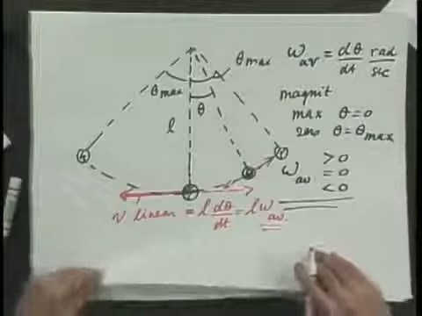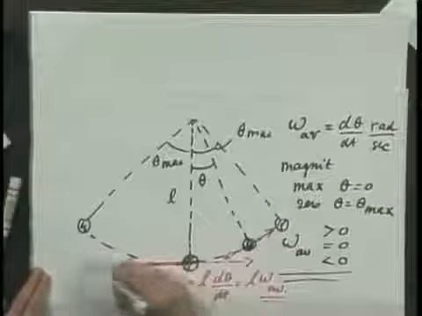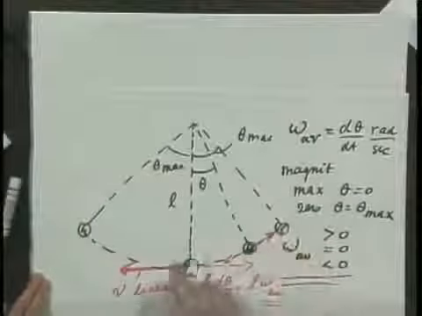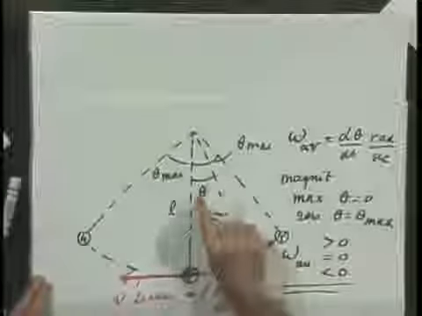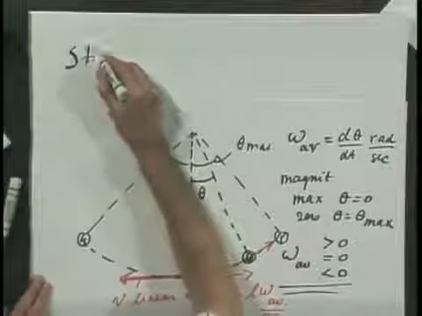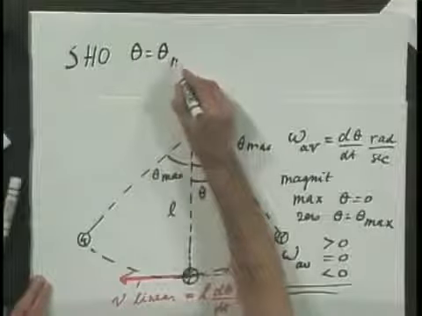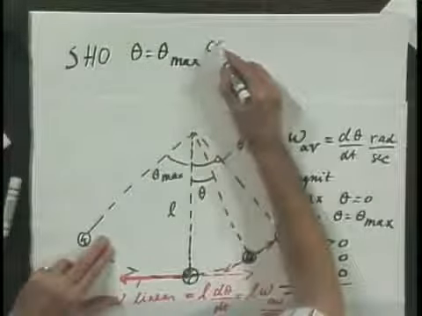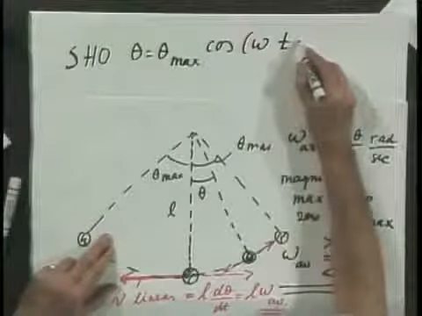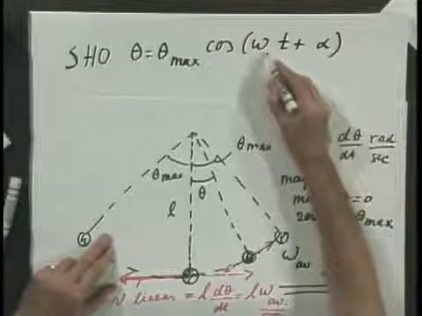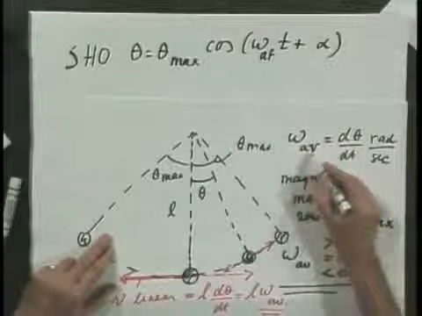Let us now think about the simple harmonic oscillation, which is to a good approximation the motion of this pendulum in terms of theta. I can write down, it's an approximate simple harmonic oscillation: theta equals theta max times the cosine, you may prefer the sine, of omega t plus some phase angle alpha. This omega has nothing to do with this omega.